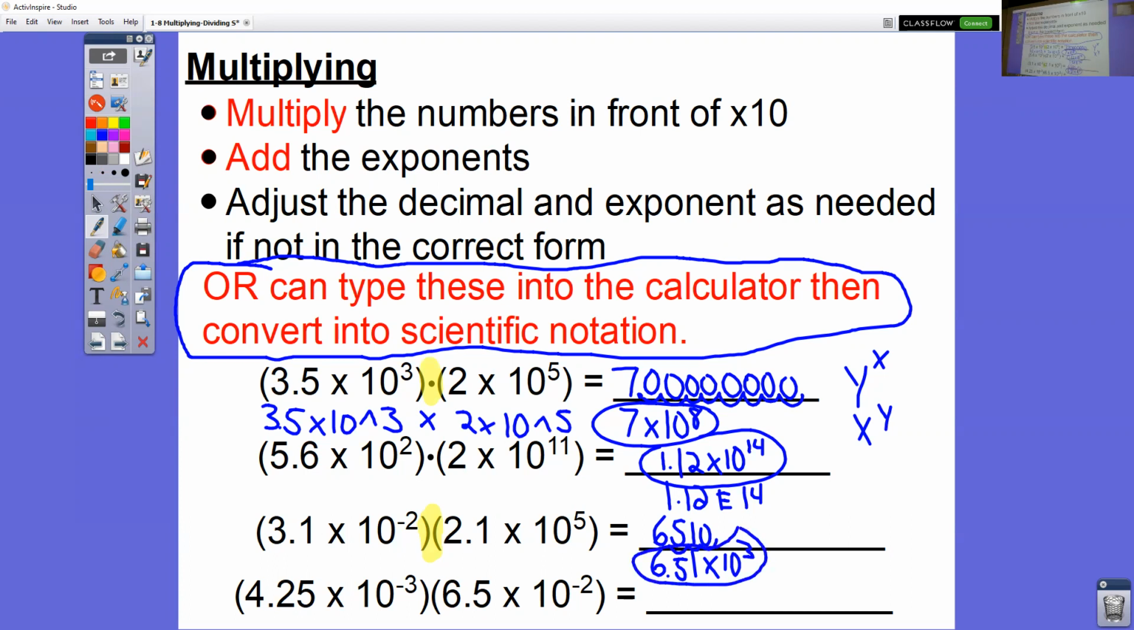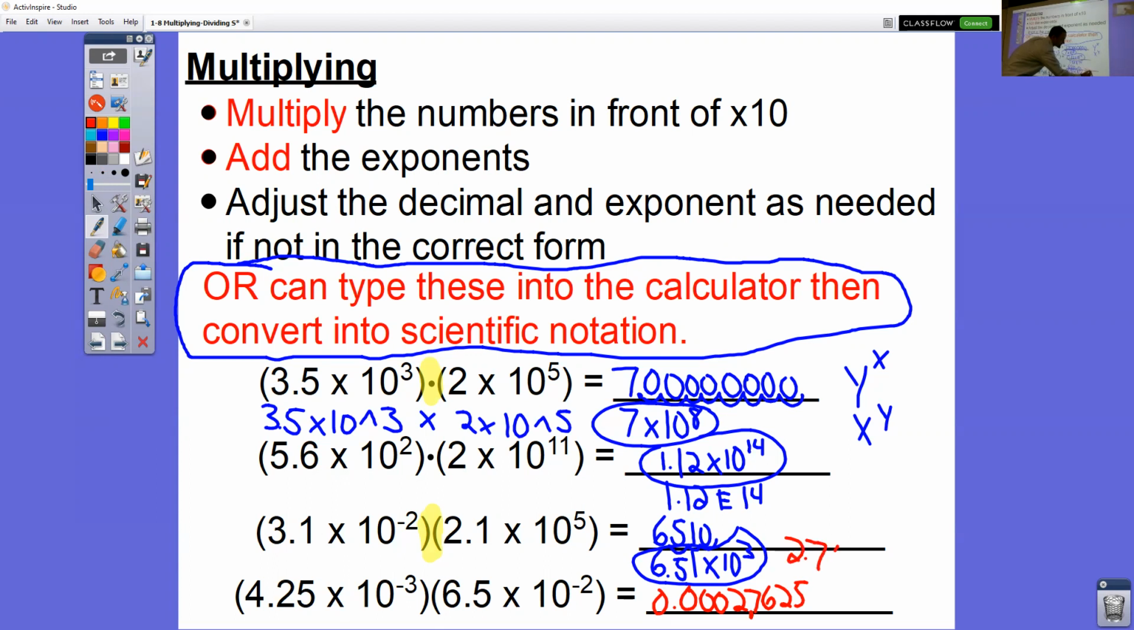In this last one, you're going to get an ugly decimal when you type it into the calculator. You're going to get 0.00027625. Now, you need to make that into scientific notation. Remember that any decimal that starts with 0 point is going to be a negative exponent. So putting a decimal point after our first non-zero number would be in between the 2 and the 7.